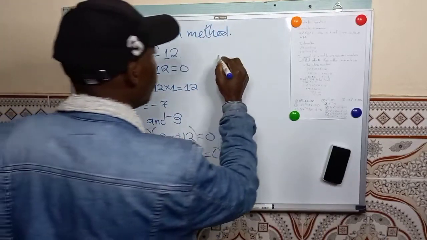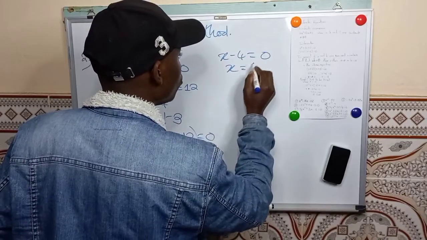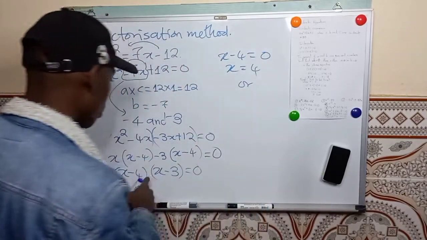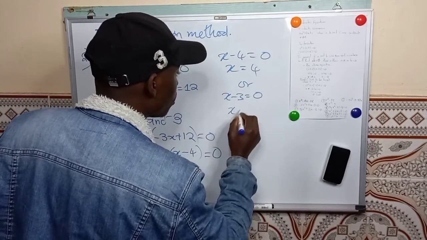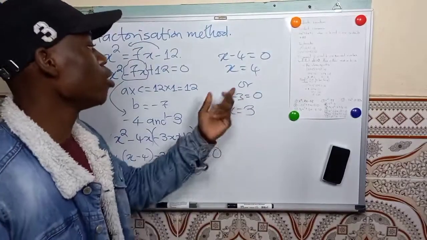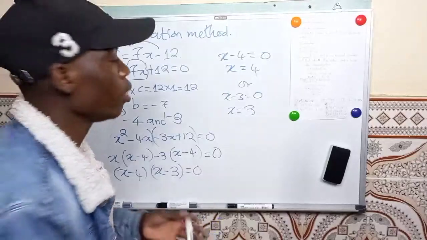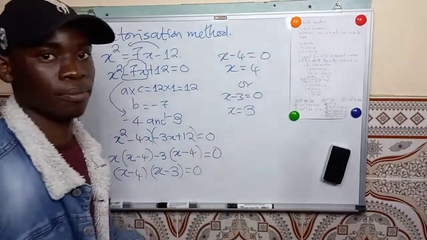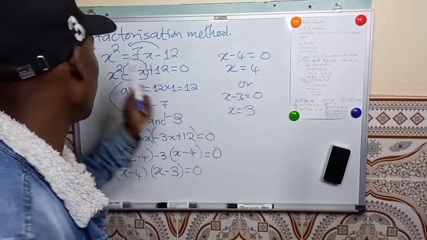So what do we have? x minus 4 is equal to 0, where our x is equal to 4, or x minus 3 is equal to 0, and our x is equal to 3. The reason why we're saying "or" is because we're having possible answers. So there are two possible answers which you can have, either 4 or 3. So you can go ahead and try to prove whether 3 and 4 actually are our answers.